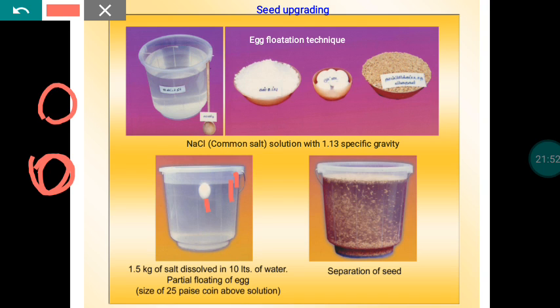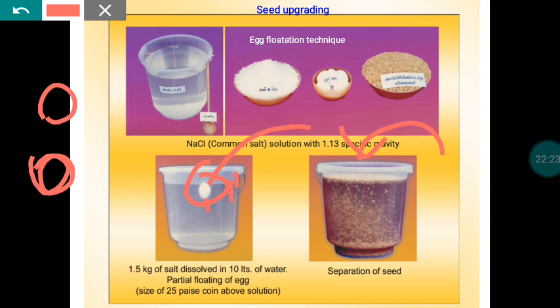So this is the position of the egg, which means the specific gravity of the water will be 1.13. Here the egg is used for knowing the specific gravity of the water after addition of the salt. This is the right position. Once this level of specific gravity of the water is reached, we can remove the egg and place all your paddy seeds.